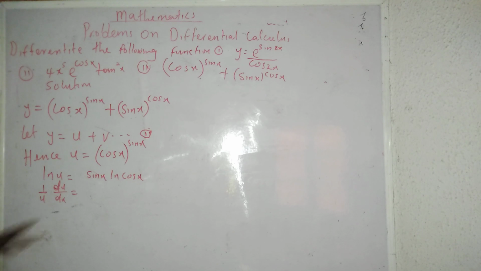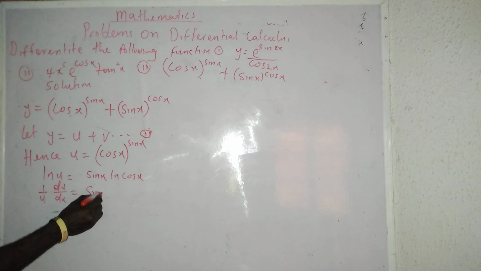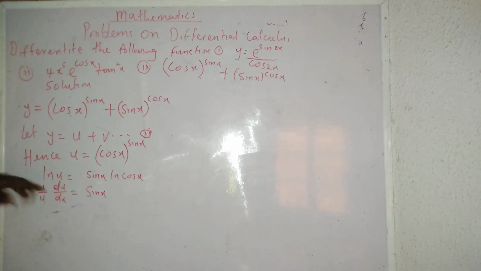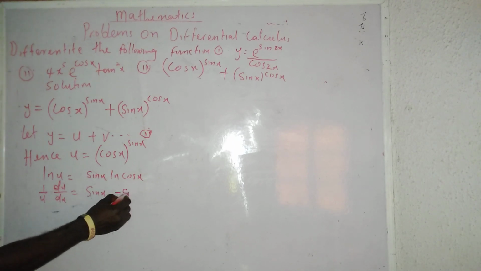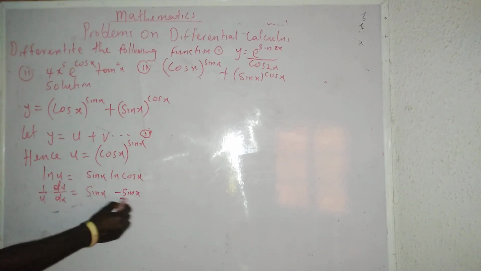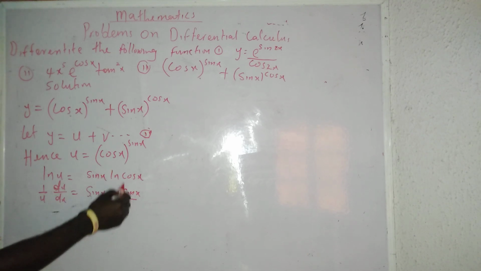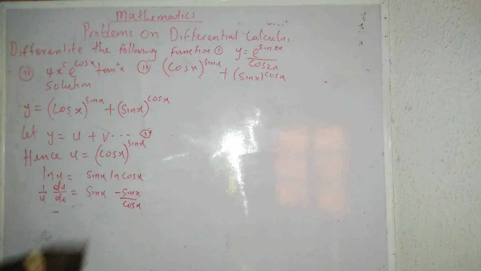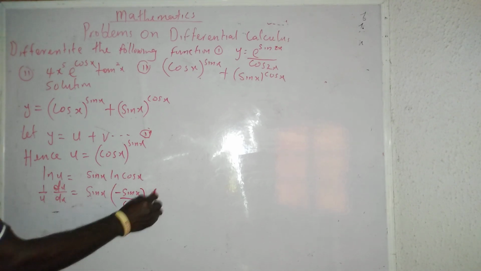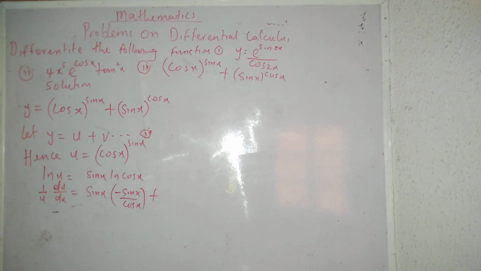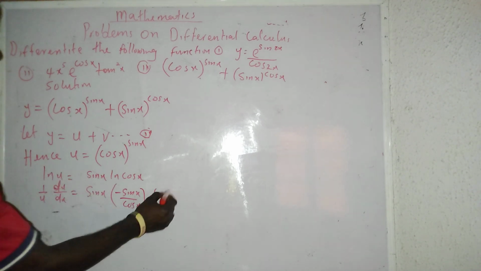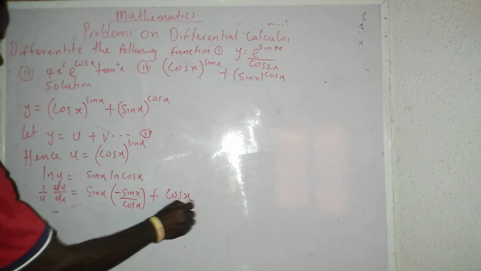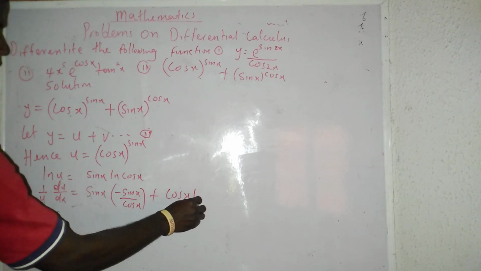Now, I want to hold this and differentiate this. If I hold this and differentiate this, I will have sine x. If I differentiate cos x, it will turn to minus sine x divided by cos x. Now I open the bracket, close the bracket, plus, it's a product rule. Now I will hold this and differentiate this. If I differentiate this, I will have cos x and ln.